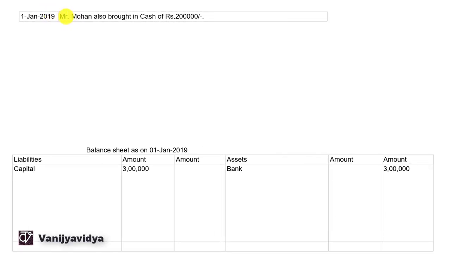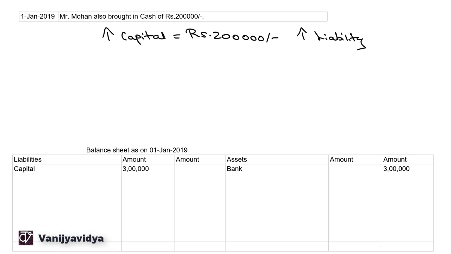On 1st Jan 2019, Mr. Mohan also brought in cash of rupees 2 lakhs. So he has introduced capital in the form of cash of rupees 2 lakhs. So there is an increase in capital by rupees 2 lakhs. That is an increase in liability, and there is an increase in cash balance since he has introduced cash of rupees 2 lakhs. So cash is an asset, so there is an increase in asset.